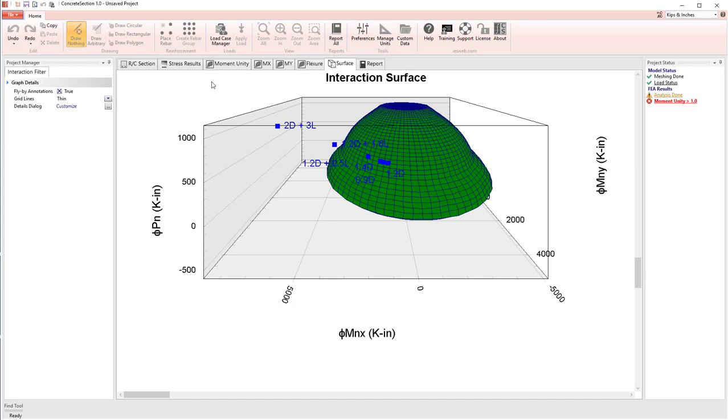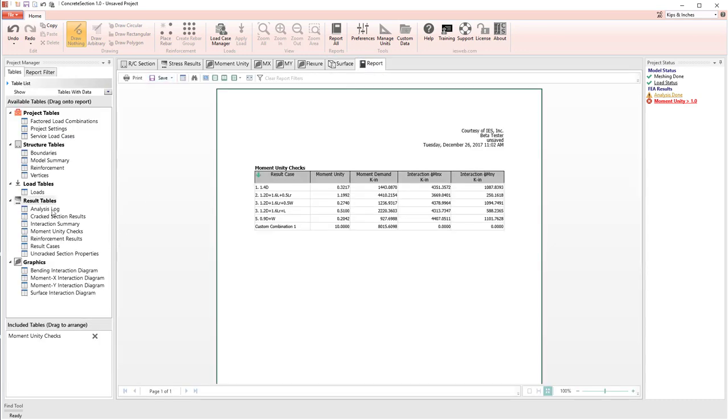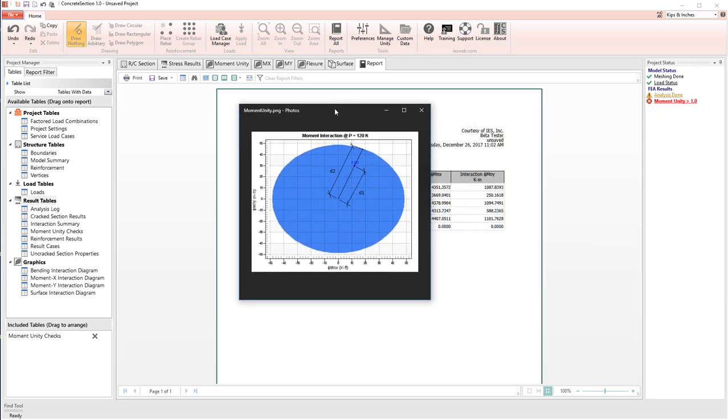The last thing to comment on is regarding reporting: we have the ability to look at moment unity checks. In the moment unity checks table, we have a moment unity value here. And you see we have values, a couple that are greater than 1, which means we failed, and one that's extremely larger. These unity values can be shown or represented graphically.